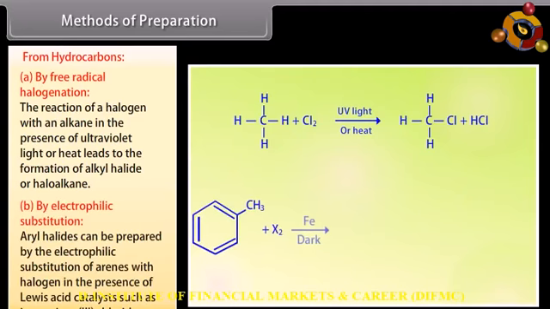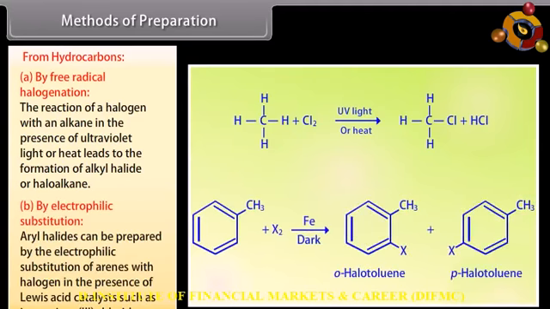By electrophilic substitution: aryl halides can be prepared by the electrophilic substitution of arenes with halogen in the presence of Lewis acid catalysts such as iron or iron(III) chloride.